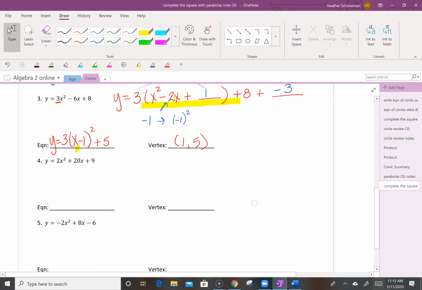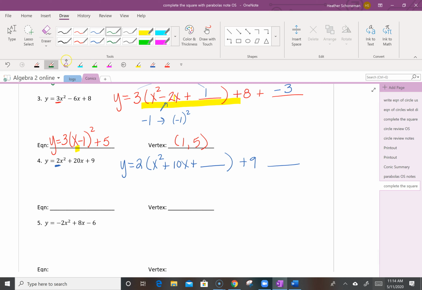All right, let's try that process again. So I'm going to have my y's. Since this leading coefficient is not a 1, I'm going to factor out the 2, but only from the first two terms. Then I have my 9, and then the blank. Let's see if we can figure out the number that goes on the blank. Half of 10 is 5, and then I square 5 and I get 25. So I'm going to put 25 here.